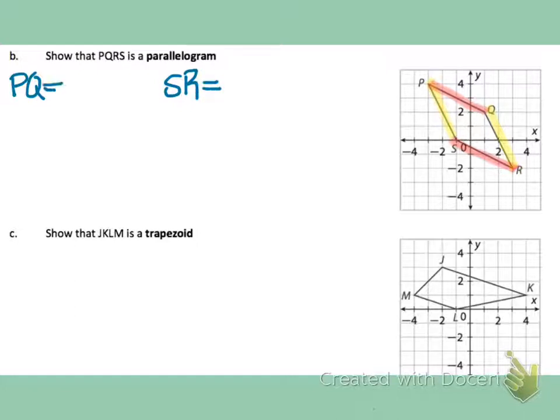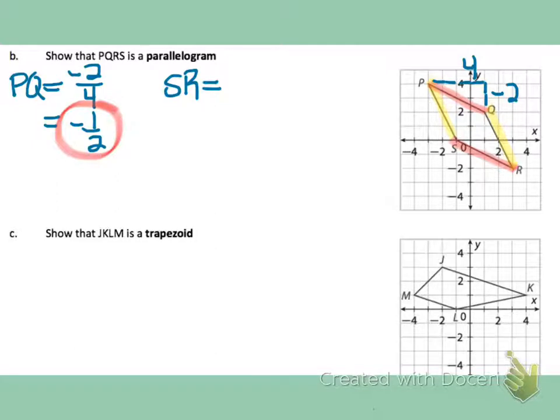So again, however you decide you want to do it, if you want to do the counting. So let's see, PQ, I'd have to run 1, 2, 3, 4, and then rise -2. So I run 4 and rise -2. So it's -2 over 4, which makes -1/2 when I reduce it. You always want to reduce your slopes down to lowest terms.